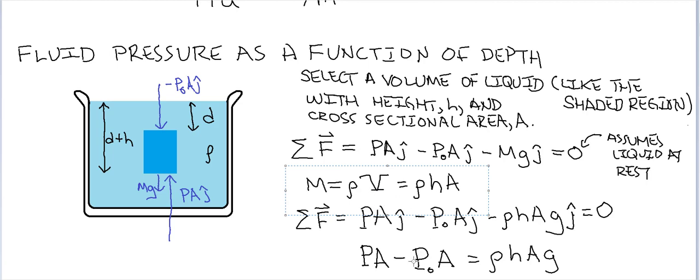Then we can say that we know the volume of this, it's just equal to the height of this column multiplied by the cross-sectional area. And so the volume V is just equal to H times A. And so the mass is just going to equal rho times h times A, where rho is the mass density, the mass per volume.